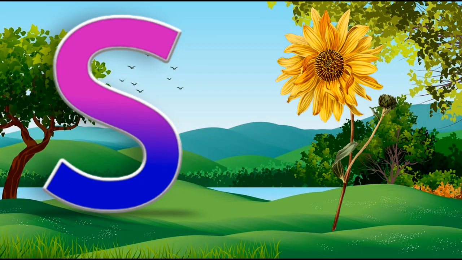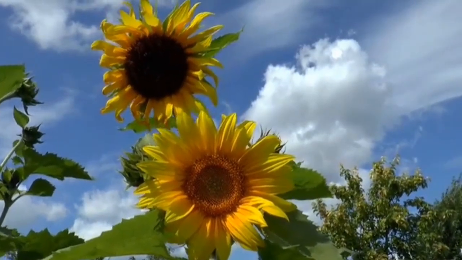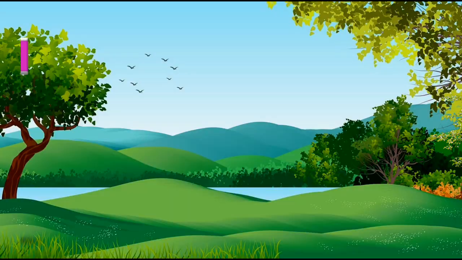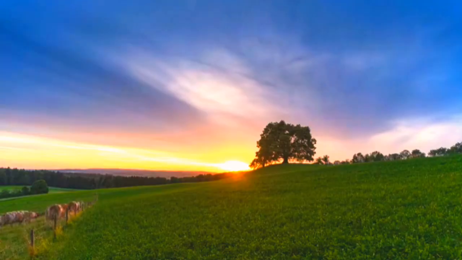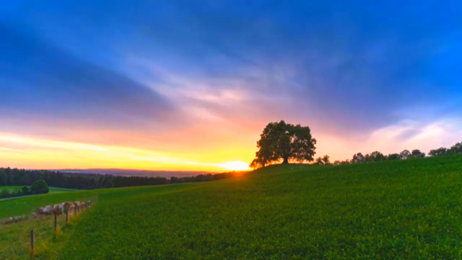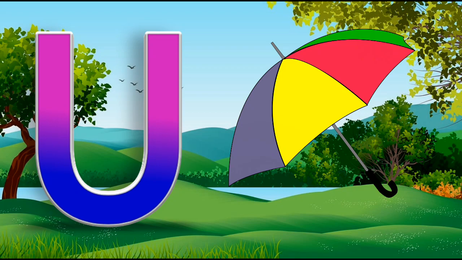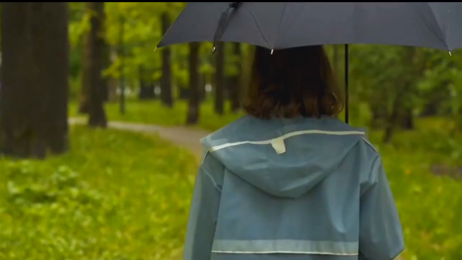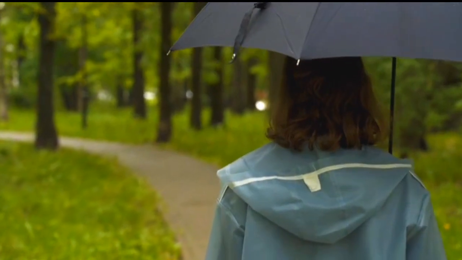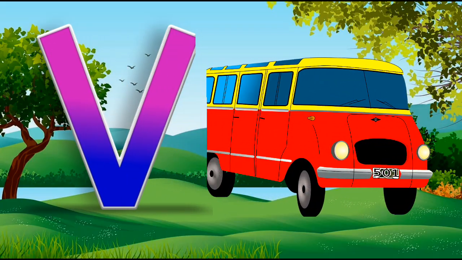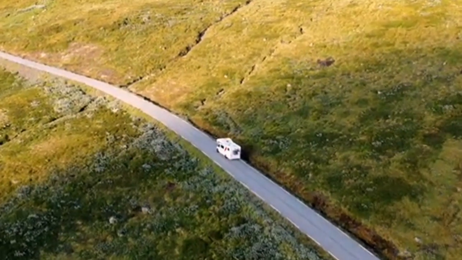S for sunflower. Sunflower. T for tree. Tree. U for umbrella. Umbrella. V for van. Van.